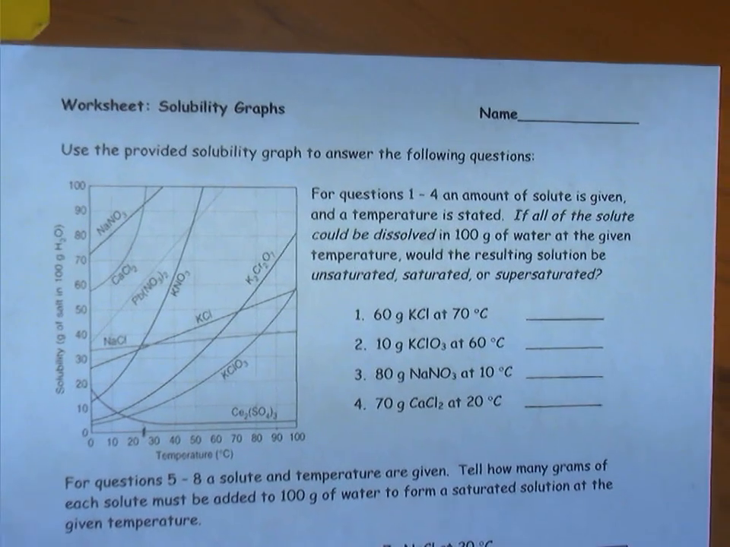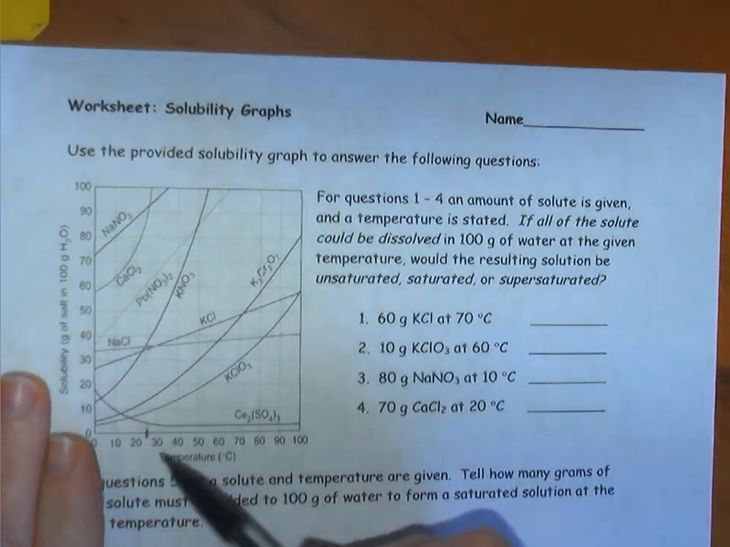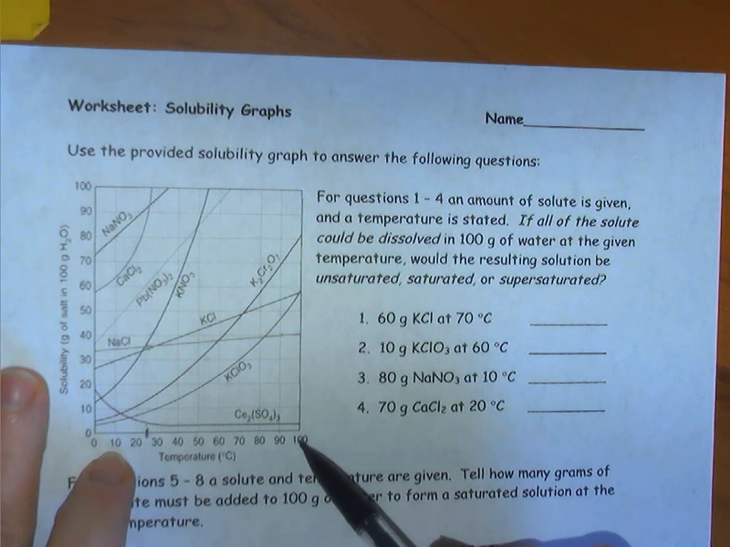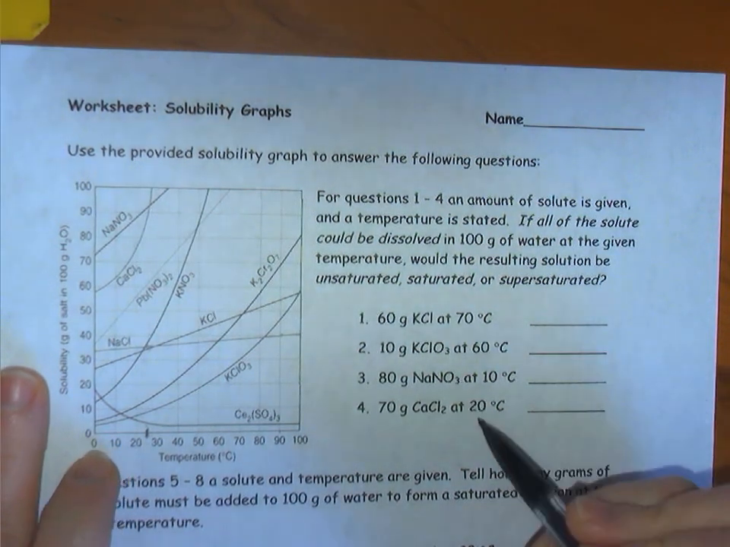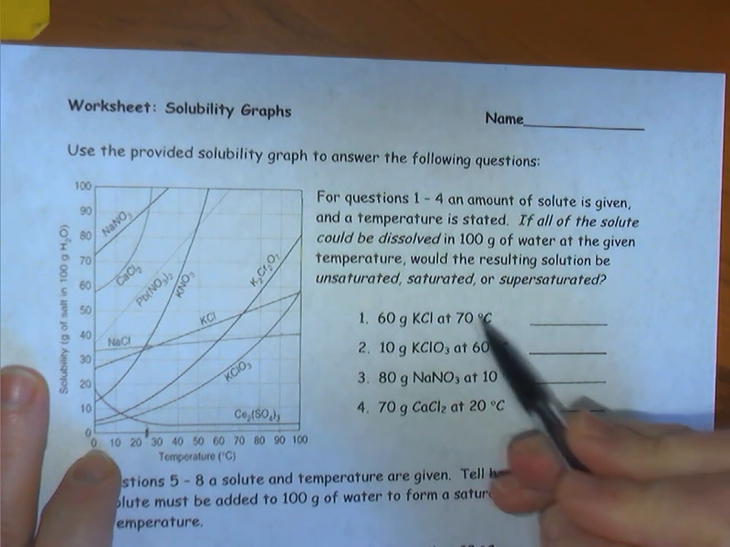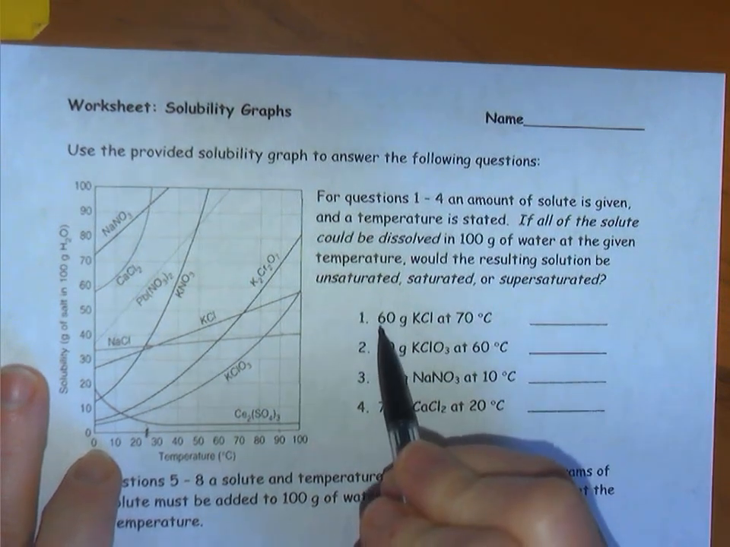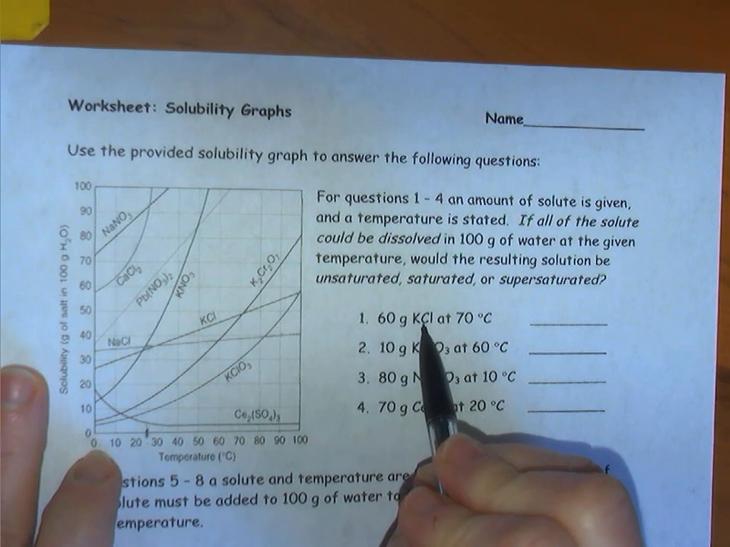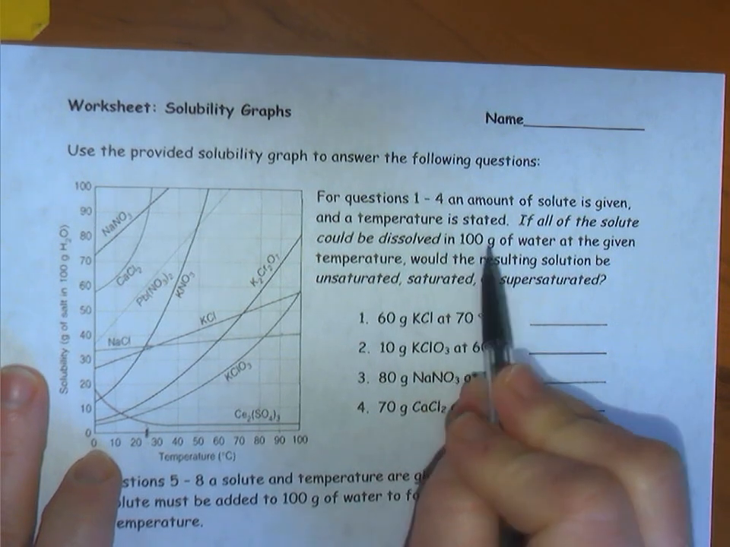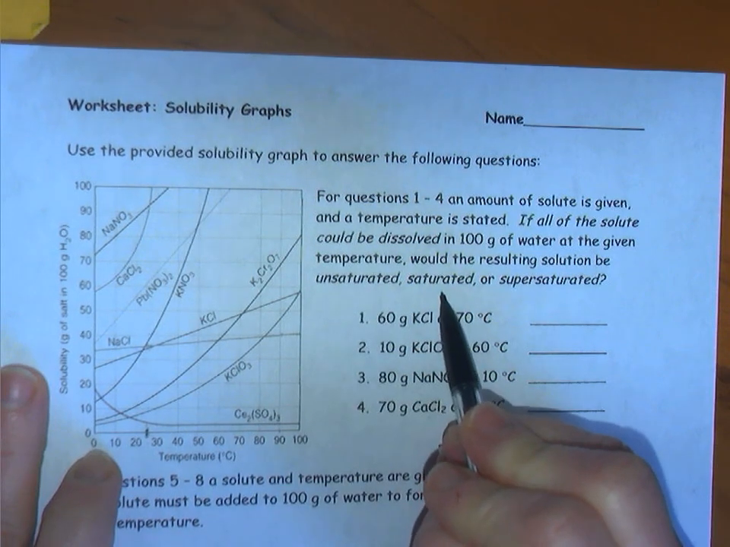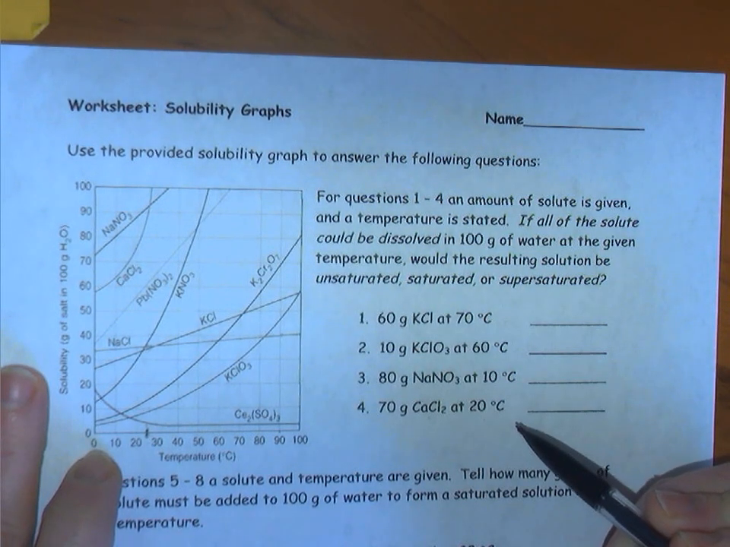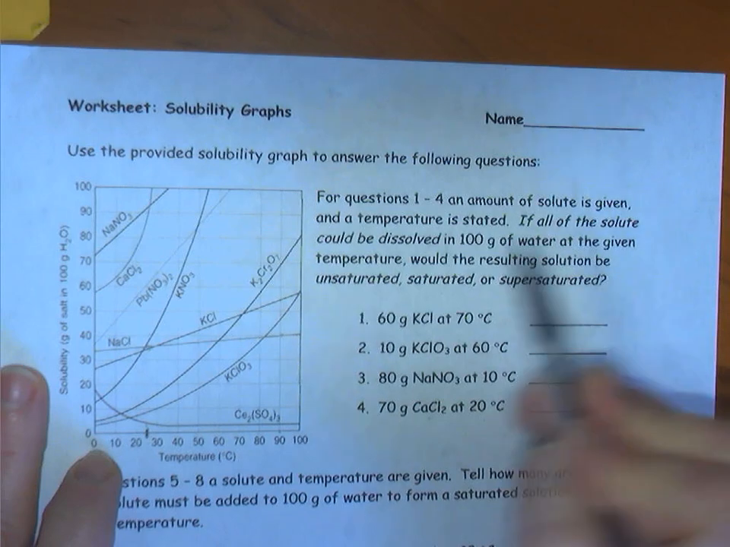Okay, so if we take a look at these solubility curves, we're going to use those to answer some of these questions. What they're asking is, at these different temperatures, if we have this much solute dissolved in 100 grams of water, will it be unsaturated, saturated, or supersaturated? And it's talking about all of the solute dissolved.